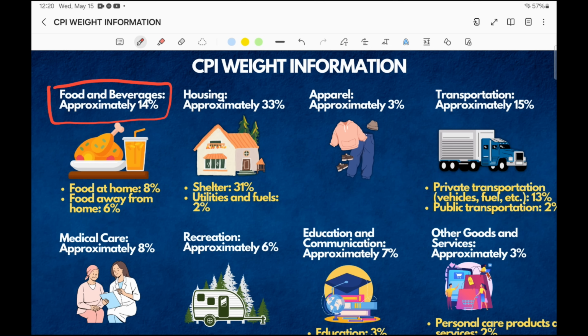So we had food and beverage. This is the one that I usually let you guys know about because we all have to eat. We go to the grocery stores, we go out to eat, things like that. So these numbers I like to focus on, but we have some other areas that are very important as well. But looking at food and beverages, approximately 14% of the CPI, right? And we're looking at food at home, that is about 8%, and then food away from home is 6%, okay?